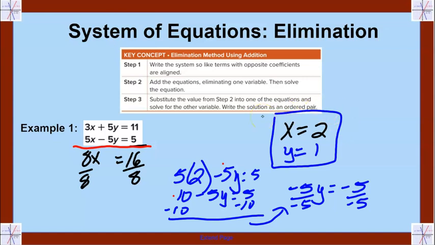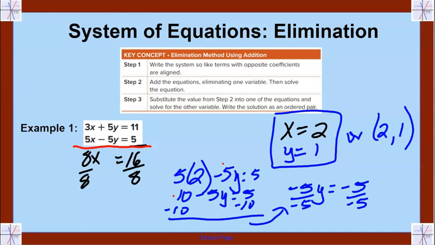So you can either write your answer as x equaling 2 and y equals 1, or you can write it as an ordered pair (2, positive 1). Just keep in mind, if you do write it as an ordered pair, make sure you write it in the correct order where the x coordinate goes first and then the y coordinate.